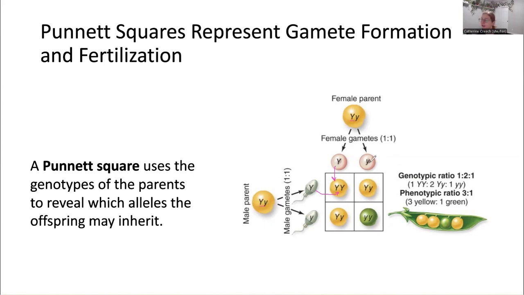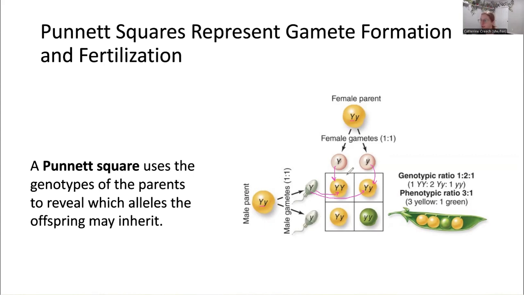Here we have another theoretical offspring. It got the lowercase y from mom, and it got the uppercase y from dad. So this is a heterozygous baby. This was a homozygous dominant baby.